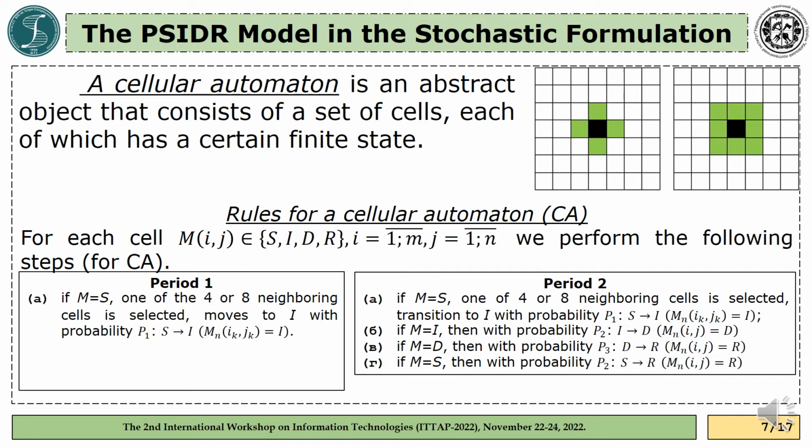The second approach to modeling the spread of malware is the cellular automata method. Here are the classic neighbors and grids. And we have some rules for two periods. In the first period we have only one rule for the grid, and in the second period we have four rules.